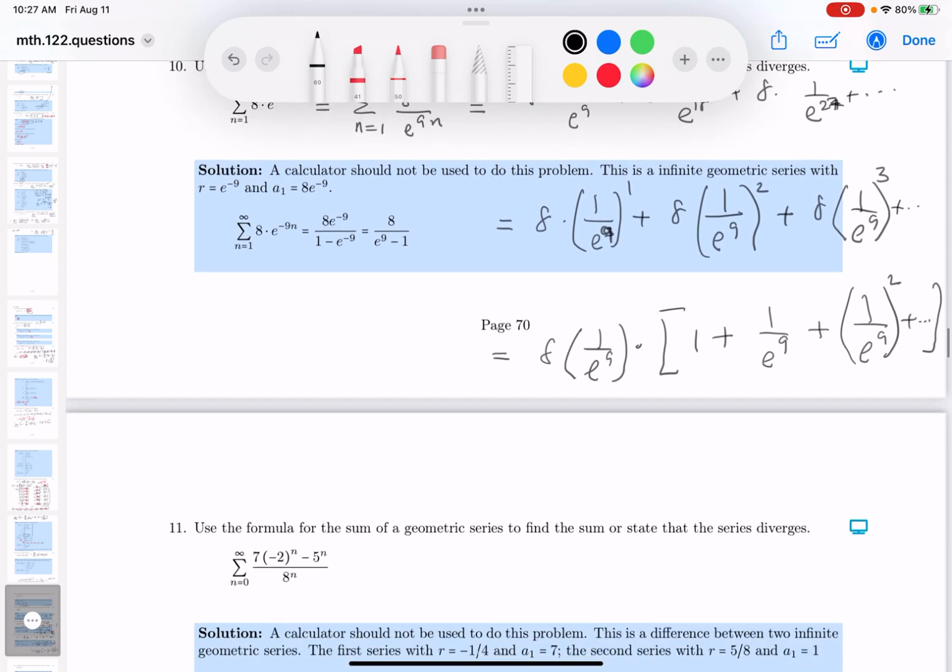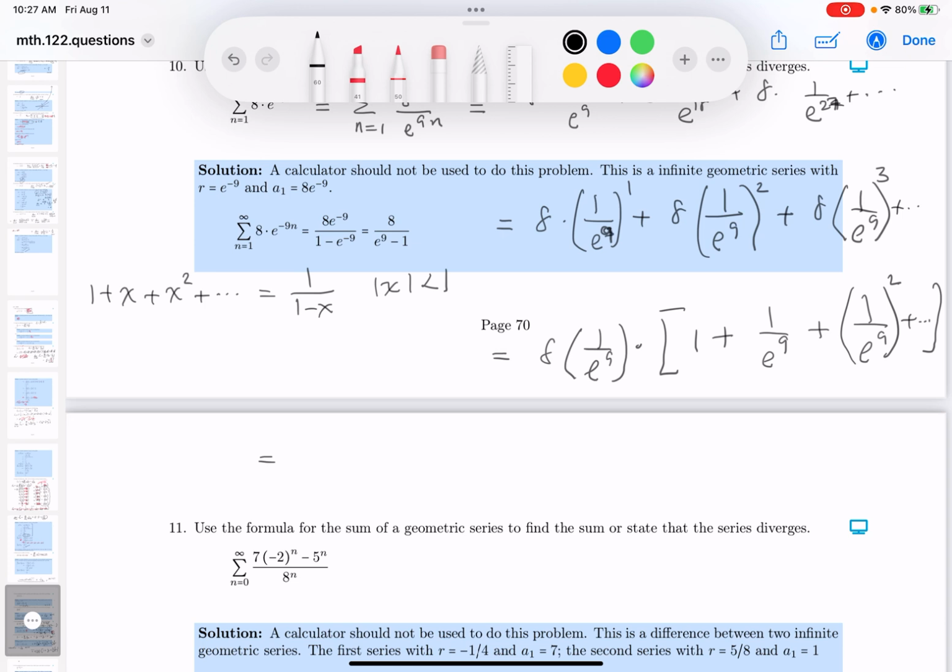So what I'm going to do now is use the fact that this is geometric. Let's write this down. 1 plus x plus x squared plus yada, yada, yada equals 1 over 1 minus x, provided the absolute value of x is less than 1. Well, clearly the 1 over e to the 9th is my x in the problem. That's certainly less than 1. So I'm ready to write this down now.